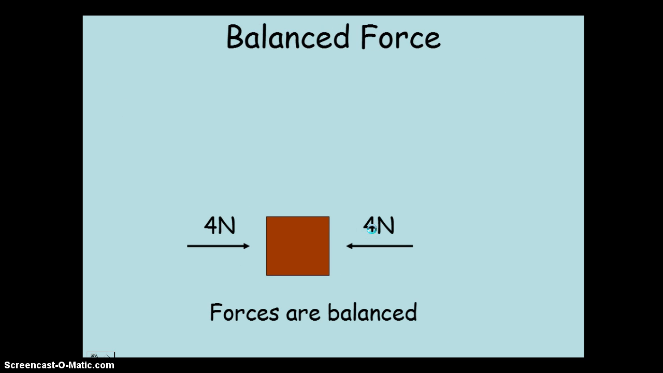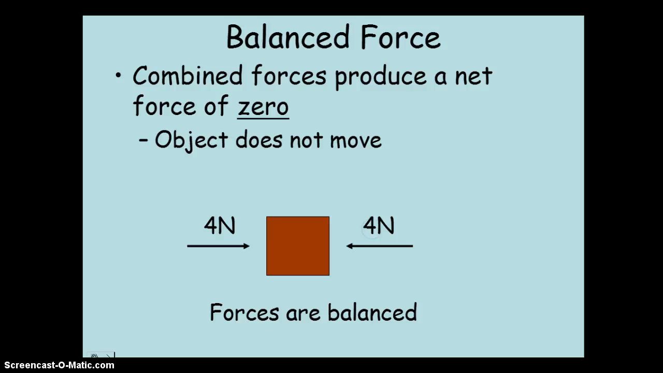Now, not all forces are unbalanced. Sometimes they're balanced. And when they're balanced, like I said before, the object does not move. So for example here, you have 4 newtons pushing to the right. You have 4 newtons pushing to the left. 4 minus 4 is 0. Whenever you have forces working against each other, you're going to be subtracting. Whenever you get 0, that means your forces are balanced and the object is not moving.